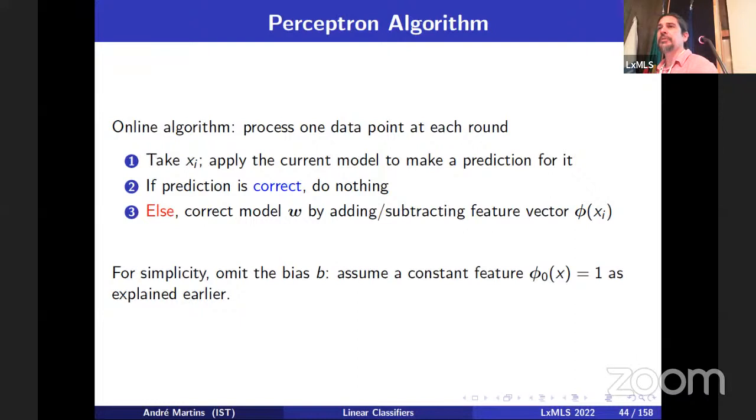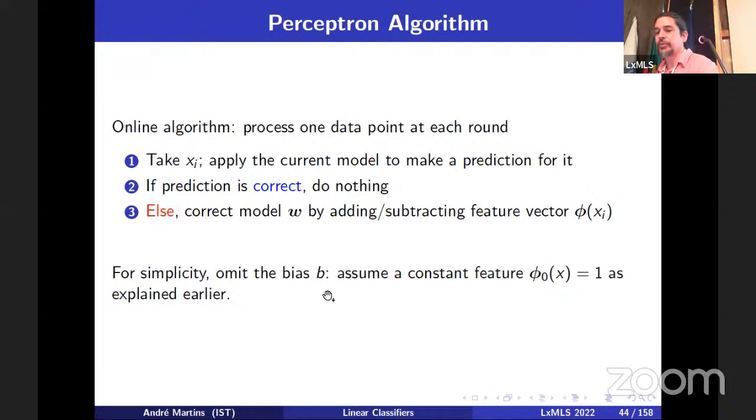And then there are two possibilities. Either the prediction is correct. If it is correct, it's not doing anything. It's this reasoning that if it worked, let's not touch it. Otherwise, if the prediction is incorrect, then there is going to be an update where the model is going to be corrected by doing something that involves the feature vector.